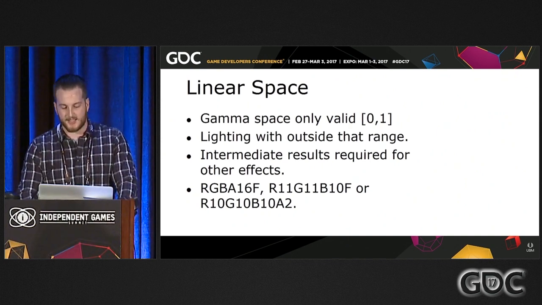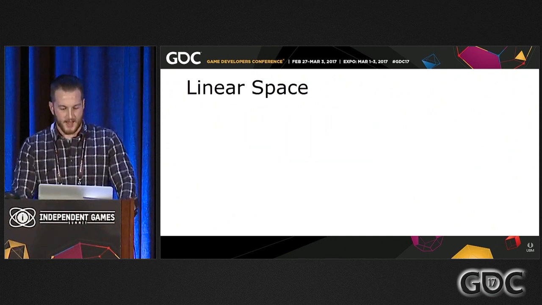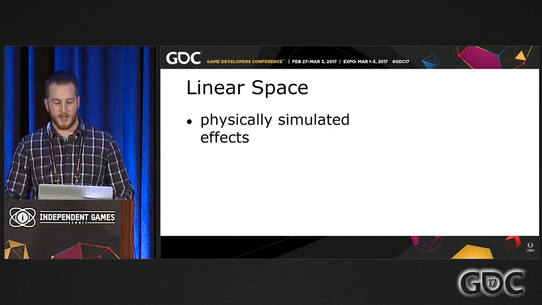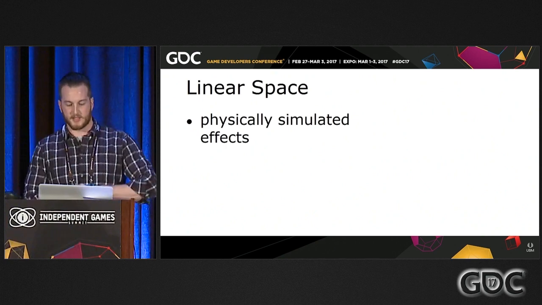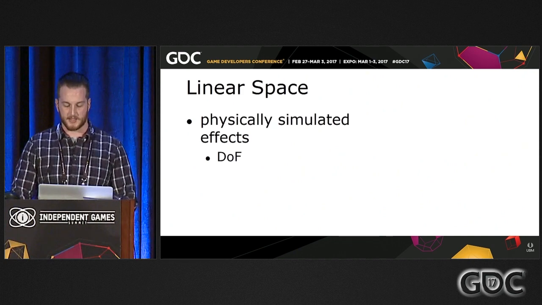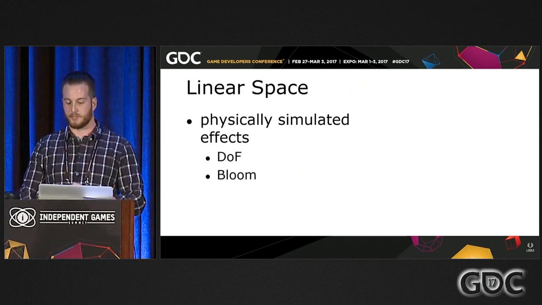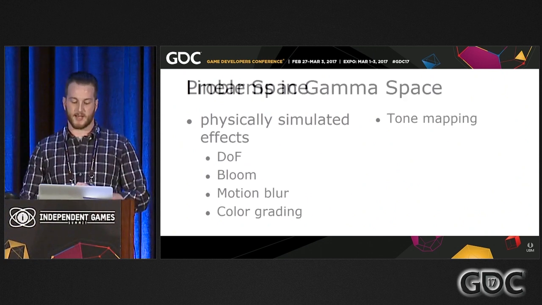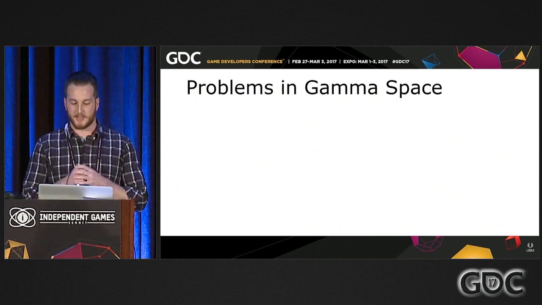It had the best performance per cost ratio. So linear space, the thing that's important is if you're going to do any post-processing effects or lighting effects that are physically simulated, you definitely need to be working in linear space. So anything such as depth of field, bloom, motion blur, color grading, tone mapping, all of those you're going to need to be doing in linear space.